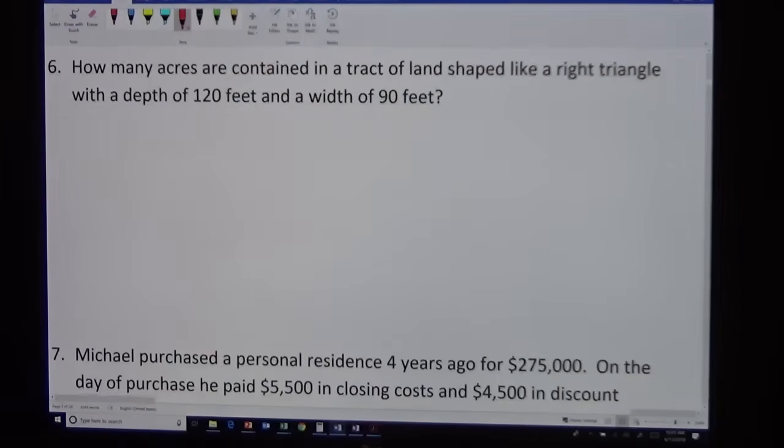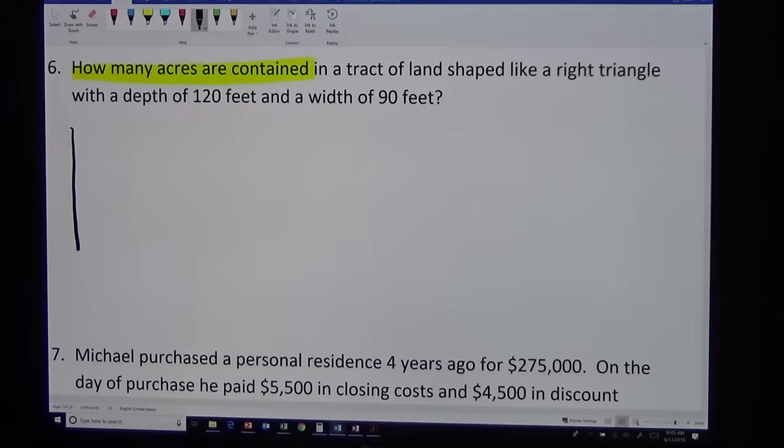Number 6 is an acreage question. How many acres are contained in a tract of land shaped like a right triangle with a depth of 120 feet and a width of 90 feet? Well, I want to draw my tract of land. We have a depth of 120 feet. Okay, good. And we have a width of 90 feet. Good. And it says shaped like a right triangle. So it's not a rectangle, it's a triangle. And we want to know how many acres are contained in that tract of land.